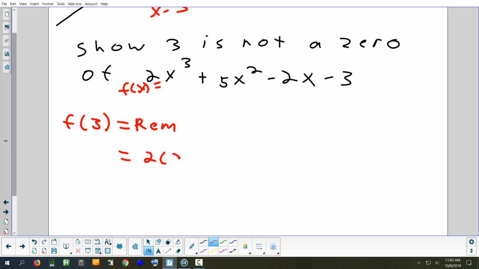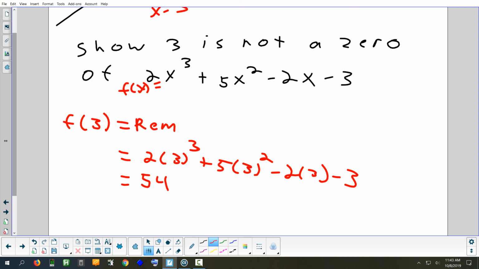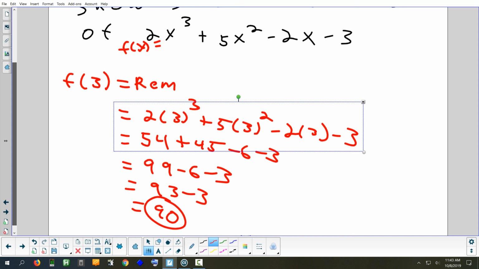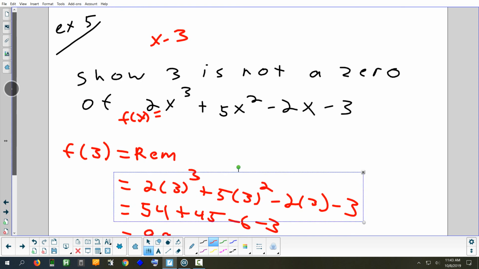But this is, let's see, 3 cubed. All right, what is 3 cubed? 27 times 2? 54. 3 squared is 9 times 5. Minus 6, minus 3. I mean, I can tell it's definitely not coming out to 0. 54 plus 45. 99. 99 minus 6. 93 minus 3. 90. So we got a remainder of 90, which proves that that's not a root.